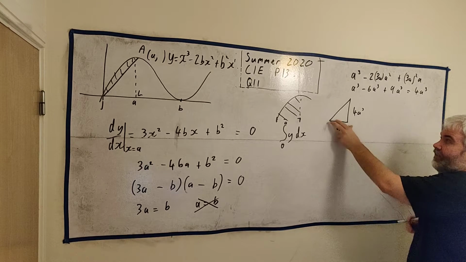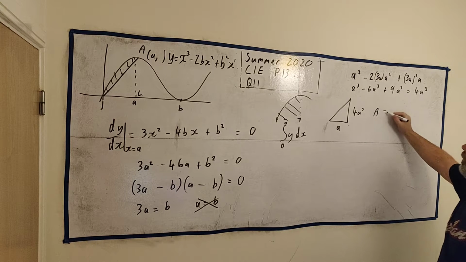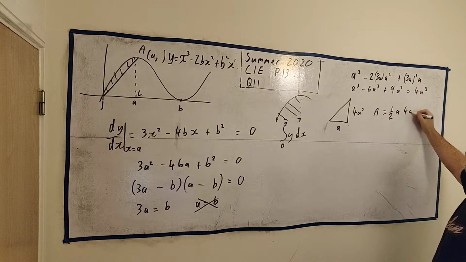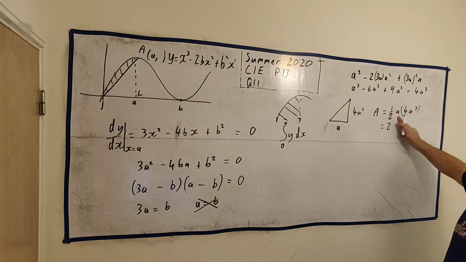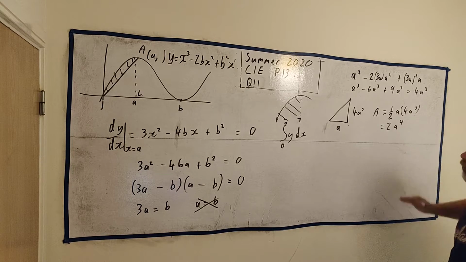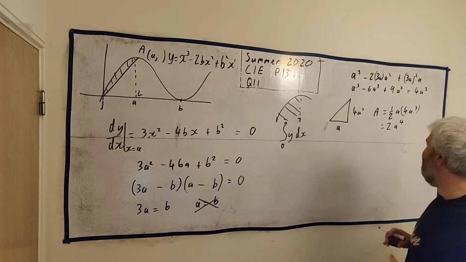So that's actually easy to get the area of this. It's a half times this. Actually, let's just do the area of that now. A is equal to a half times 4a cubed, which is equal to, a half times 4 is 2, a times a is a to the power of 4. Actually, that's good because they told us the answer would look like a to the power of 4.